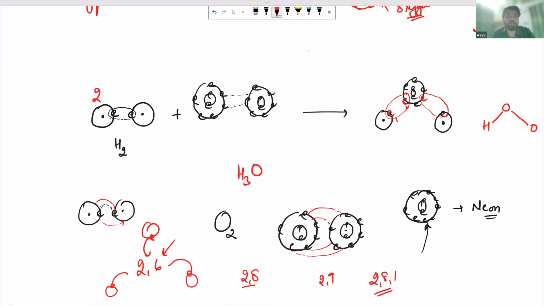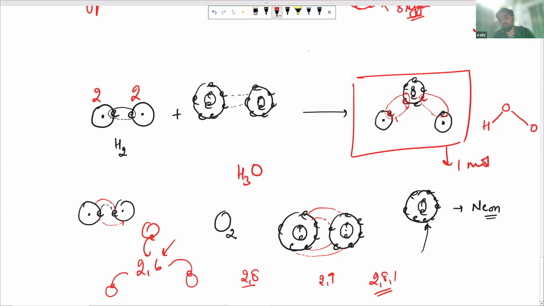Every time, two hydrogen atoms and one oxygen atom will combine together, and they will form water. They will form one molecule of water. This is one molecule of water. Now, you understood, dear students?